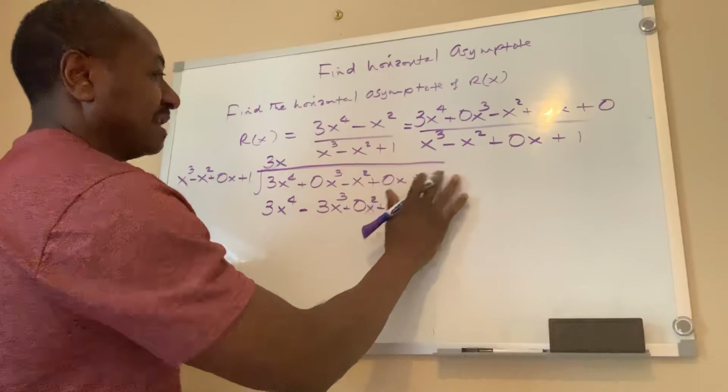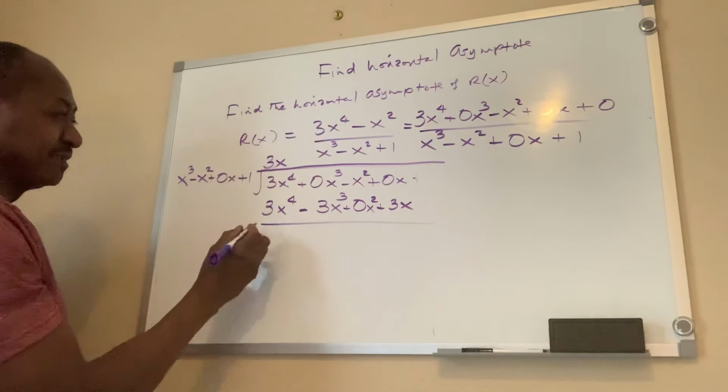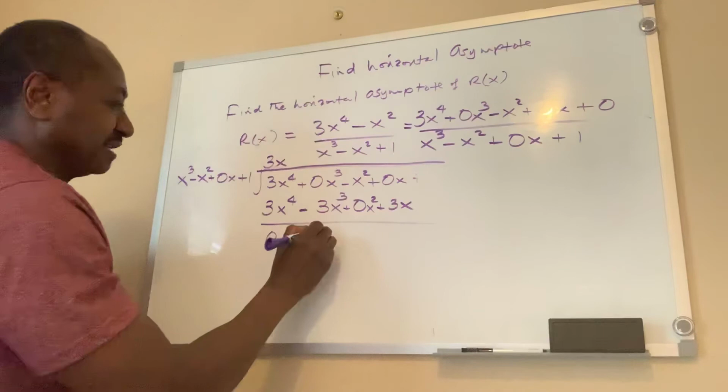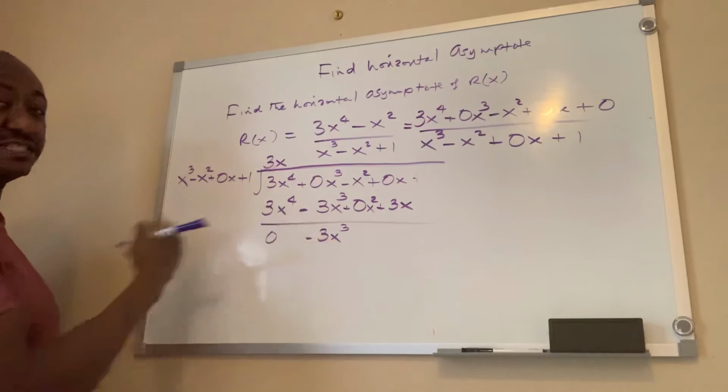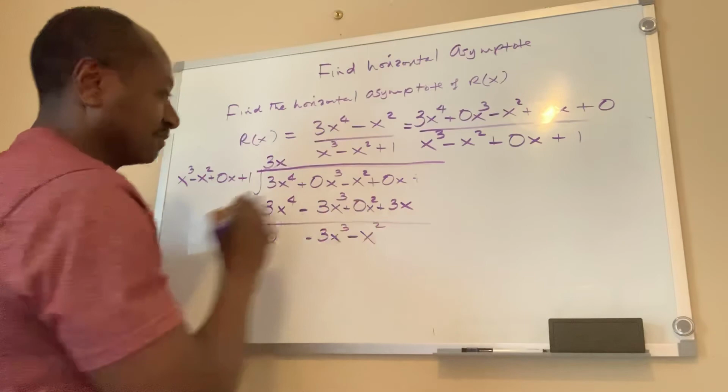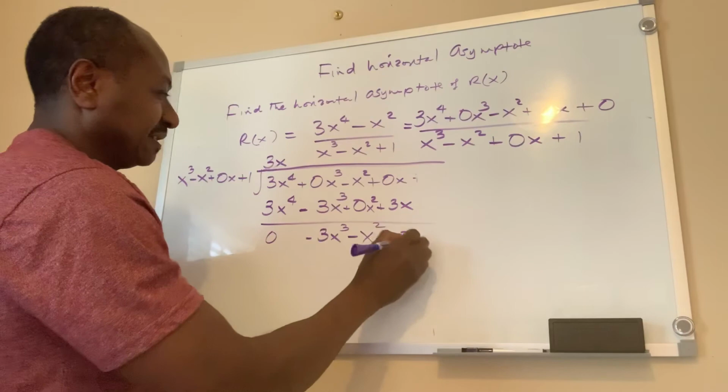Okay, now I'm going to subtract. This minus this will give me, that goes away. Okay, goes away. 0. This minus this will give me minus 3x cubed, right? Because it's 0 minus this. And then I have minus x squared minus this. That is also going to give me minus what? x squared. And then I have 0 minus this. That is going to give me what? 3x. Okay?